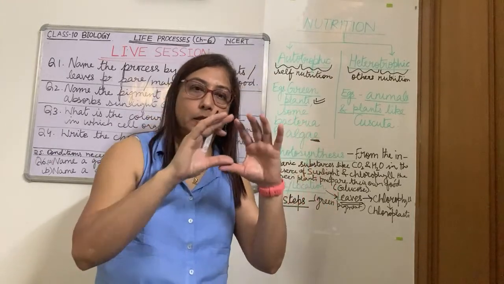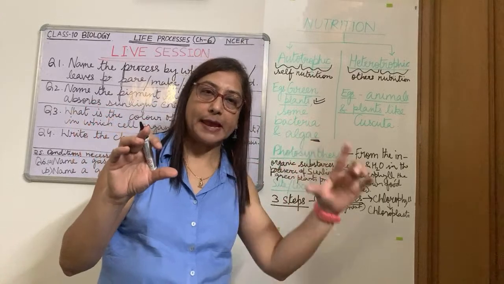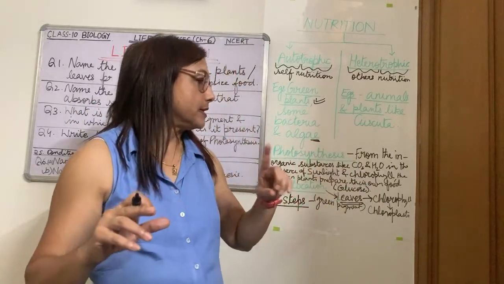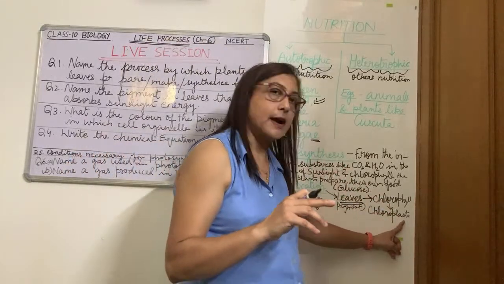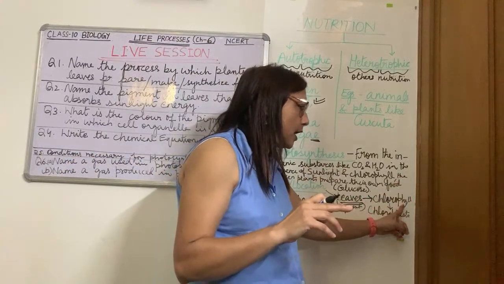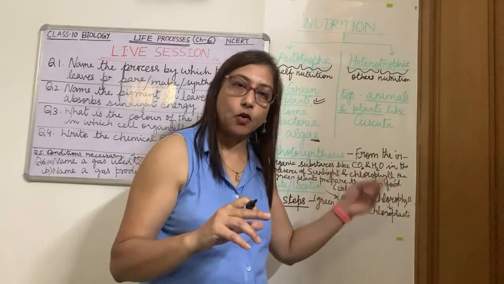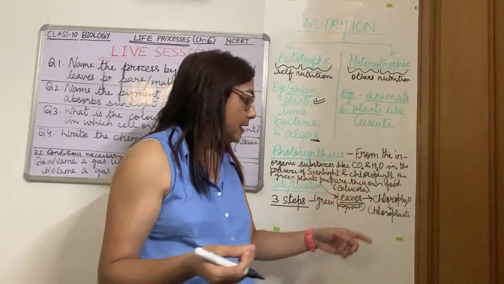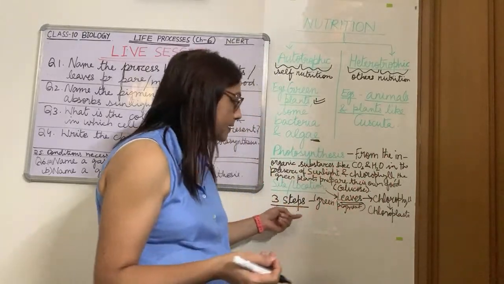In between there is a layer of mesophyll cells, the palisade cells and the spongy mesophyll. In those mesophyll cells, there are cell organelles known as chloroplasts which contain the green pigment chlorophyll. And chlorophyll absorbs the sunlight energy and helps in photosynthesis. Now how it helps, that we will discuss here.